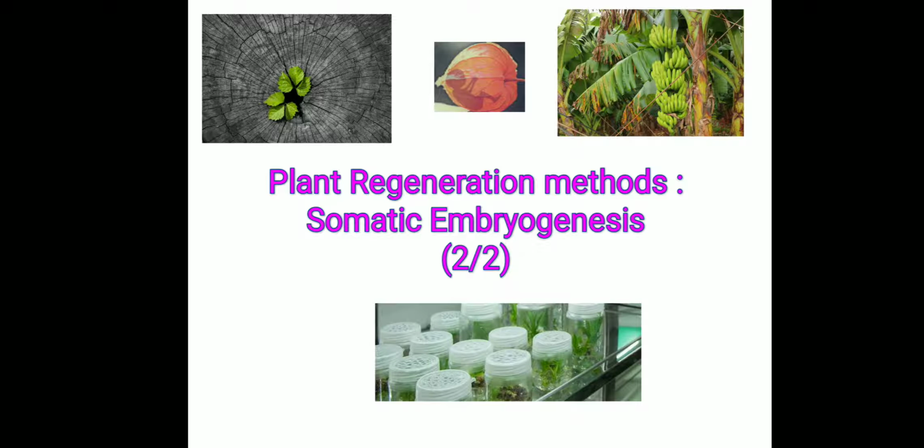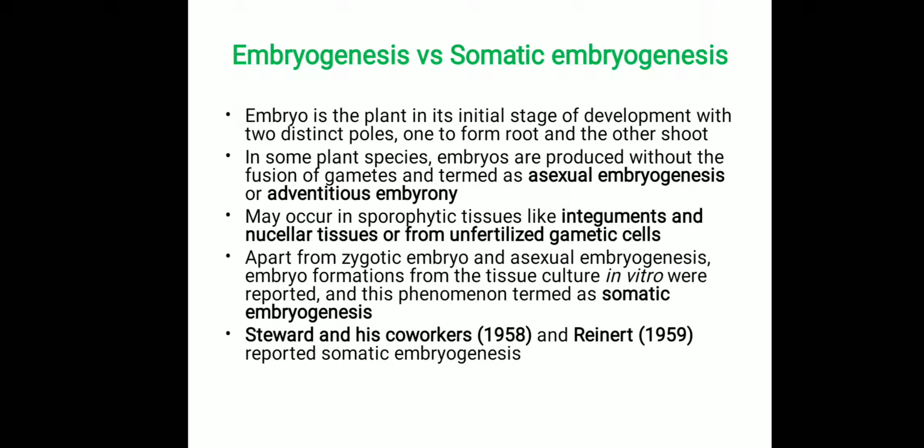Welcome to this video. In this video we will see plant regeneration methods, somatic embryogenesis. First we will see the difference between embryogenesis and somatic embryogenesis. An embryo is the plant in its initial stage of development and it has two distinct poles, one to form the root and another one to form the shoot.